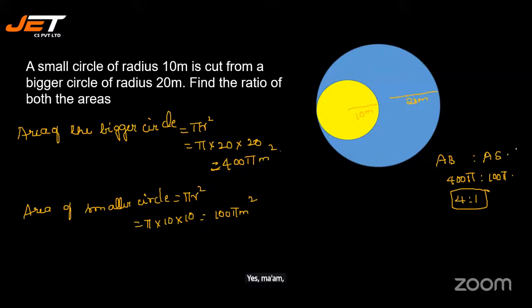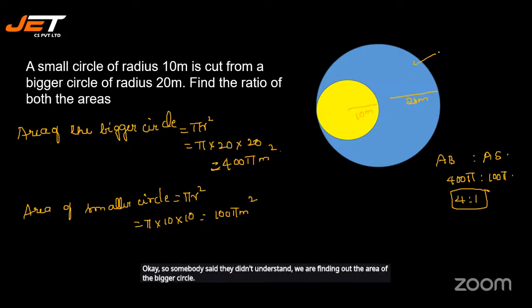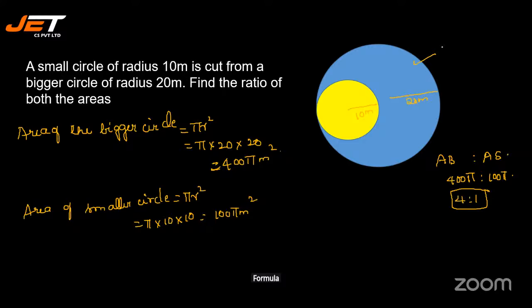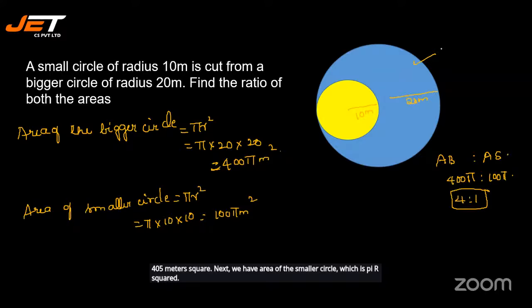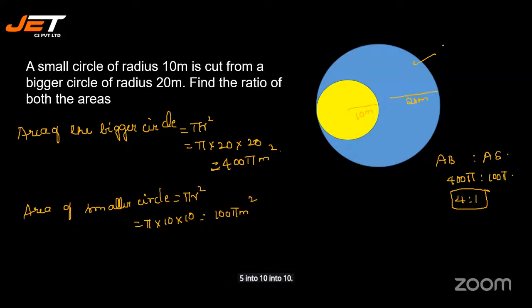Yes, ma'am, you can continue. All right. So somebody said they didn't understand. We are finding out the area of the bigger circle. Formula is pi r square, pi into what is r? R is radius. Radius is half of the diameter. So 20 into 20, so 400 pi meter square. Next, we have area of the smaller circle, which is pi r square. Pi into 10 into 10. So 100 pi meter square.